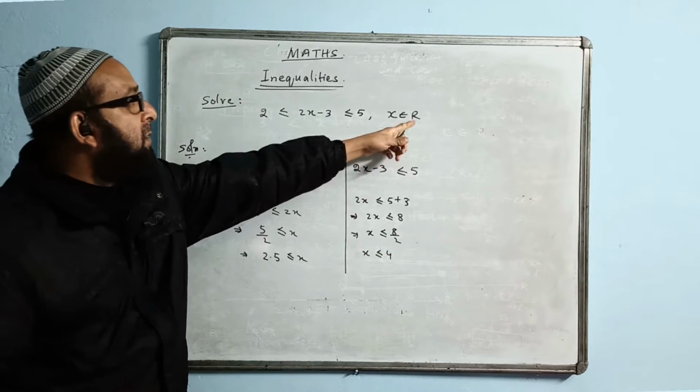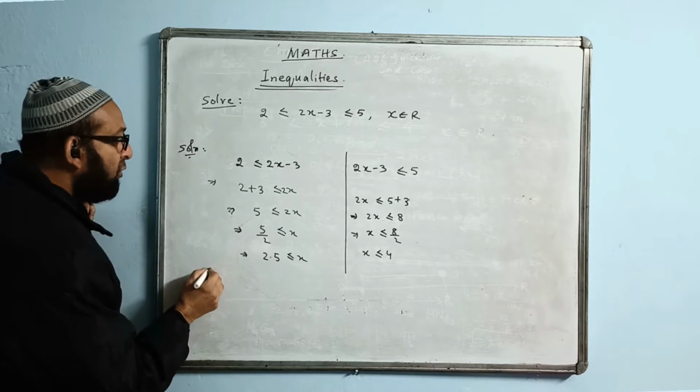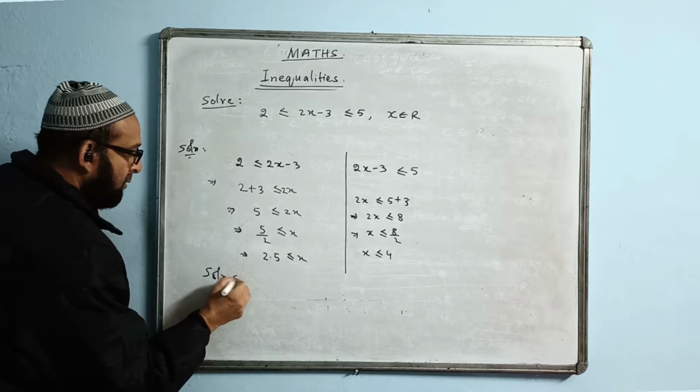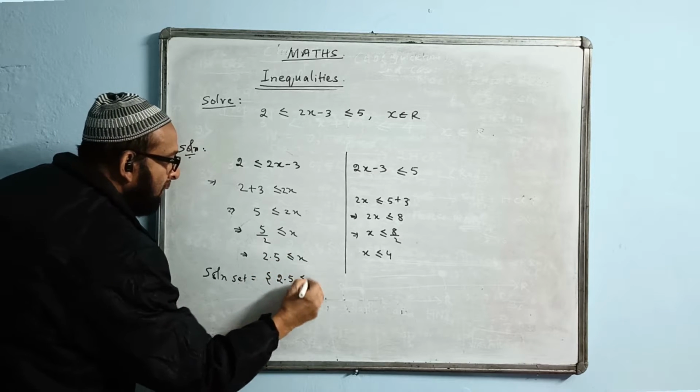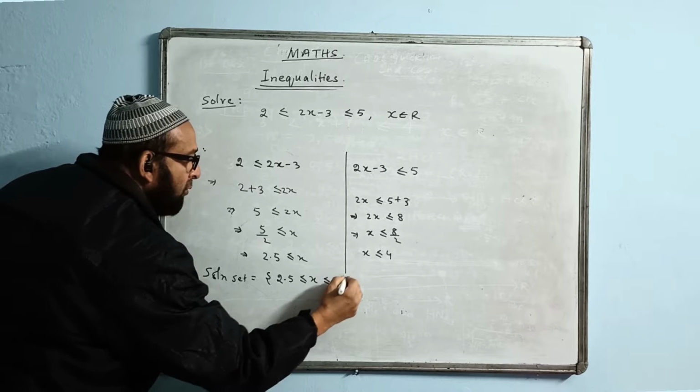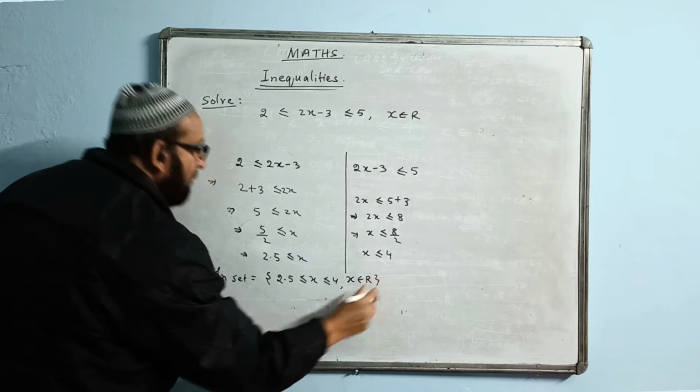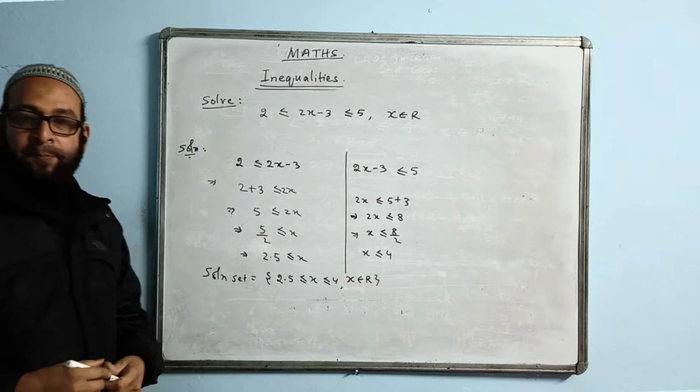What kind of set is this? Real numbers. We write the solution set, we just copy them. We write it as 2.5 less than equal to x less than equal to 4, x belongs to R. This is the solution.